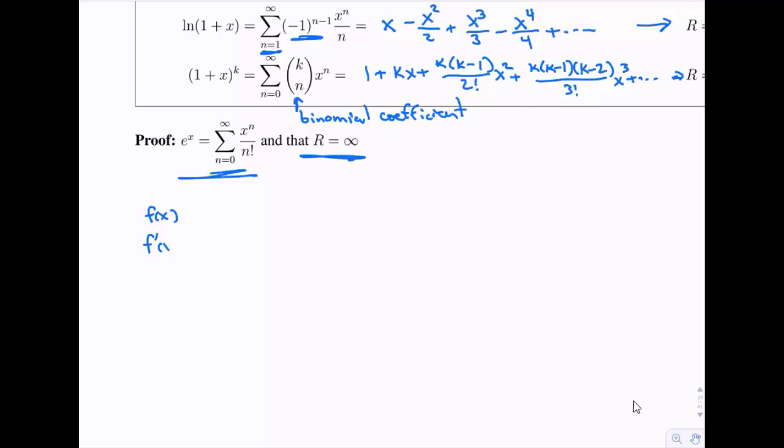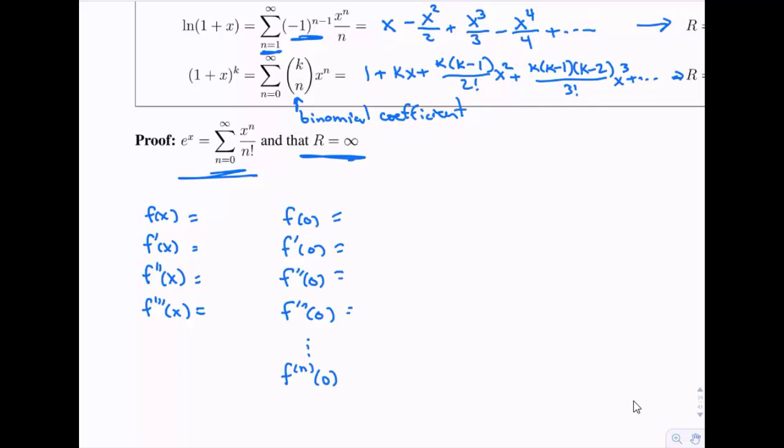So I want to show that the Taylor, or really Maclaurin series for e to the x is this sum of x to the n over n factorial, summing from n equals 0 to infinity, and that the radius of convergence is infinity. So we need to calculate some derivatives, just like we did in our last example, and then we need to expand on this and try to figure out a general formula for the nth derivative of f. In this case, it's at 0, right, because it's Maclaurin.